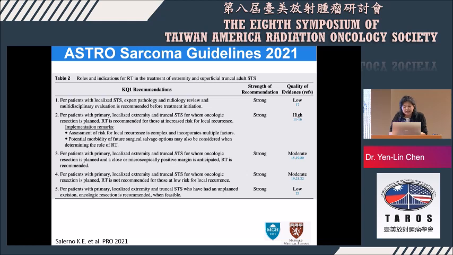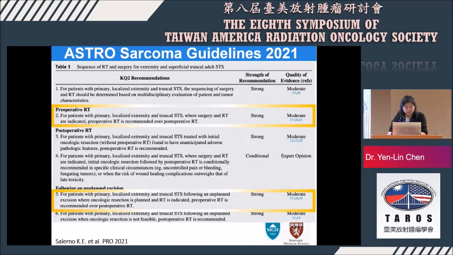First of all, as far as the indication for radiation in the treatment of extremity and superficial truncal sarcomas in adults, there's a strong recommendation for multidisciplinary management. RT is strongly recommended for patients with high risk of local recurrence, anticipated close or microscopically positive margin, but not for patients at low risk of recurrence. Preoperative RT is strongly recommended for most primary localized extremity and truncal sarcomas, for upfront treatment or following initial unplanned non-oncologic resection with a plan for oncologic resection.